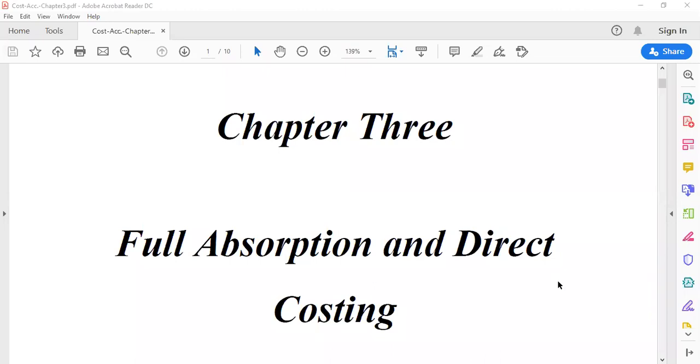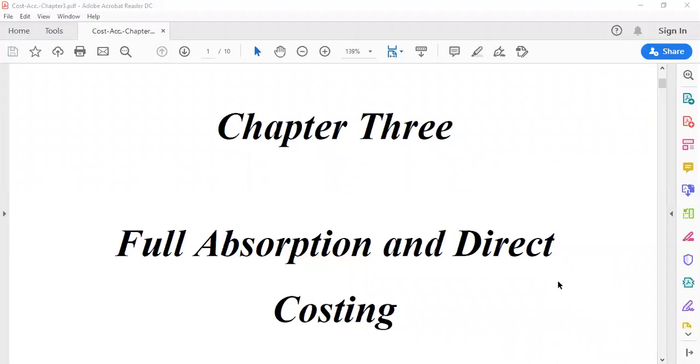Today we are going to talk about the direct costing theory. Do you remember what we took about the full absorption theory in the last Zoom meeting video? If you remember, we talked about the full absorption theory. The concept of this theory is to collect all costs, whether variable or fixed.